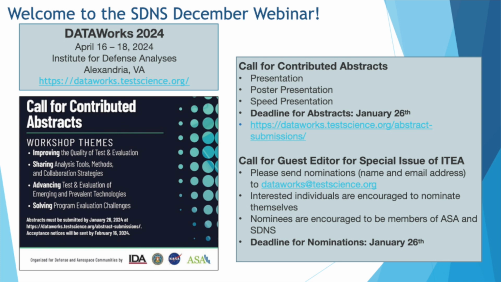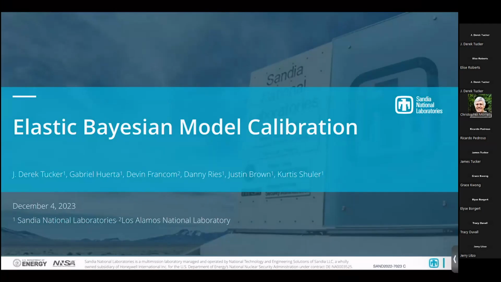And with that, I will hand it over to Dr. Tucker to get started. All right, thanks everyone. This is recent work that we've been working on here at Sandia, where we've been working on Bayesian model calibration, but where the inputs are functional in nature. This is work that's been done with Gabriel Huerta, Danny Reese, Justin Brown, and Curtis Schuler here at Sandia National Laboratories, and in collaboration with Devin Francom at Los Alamos National Laboratory.